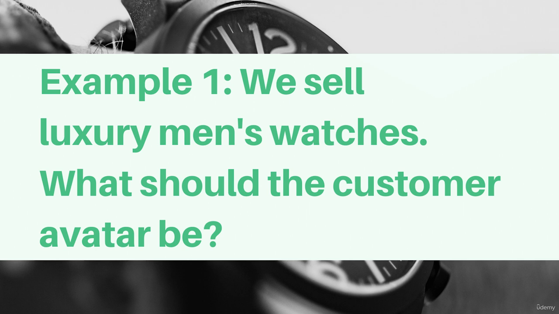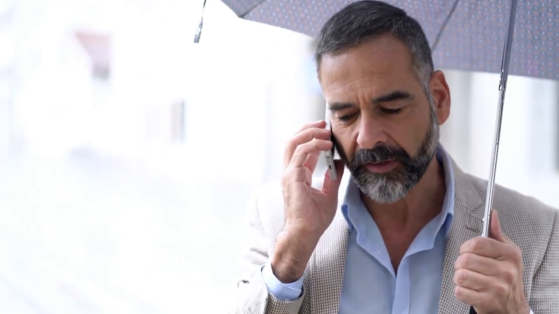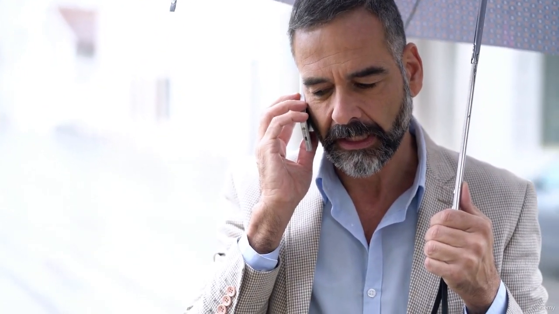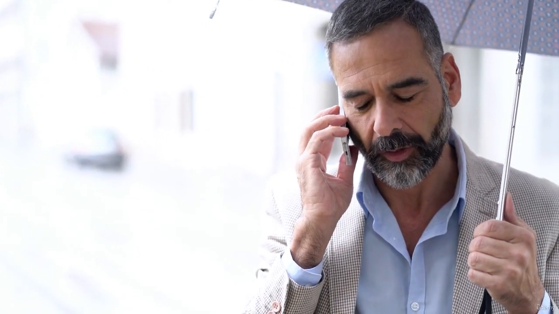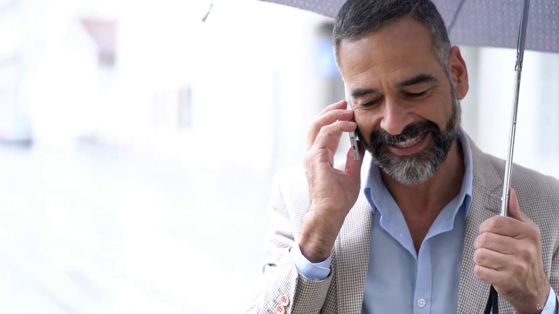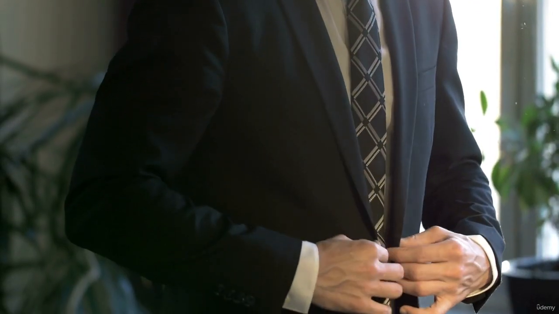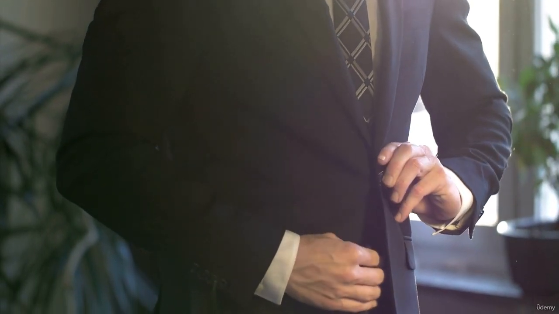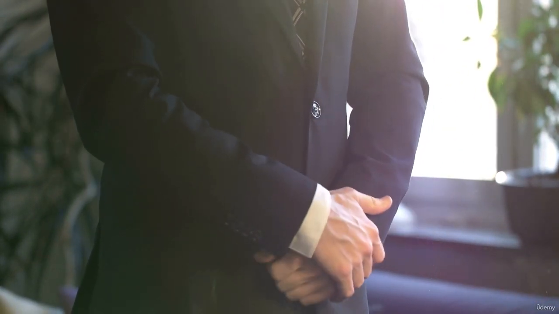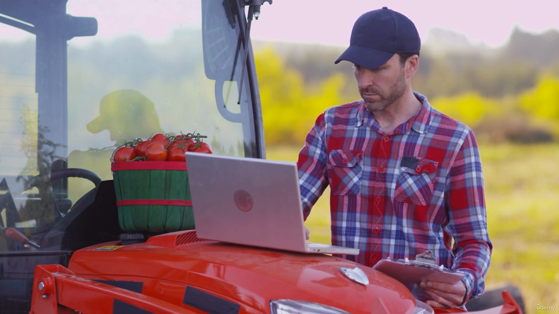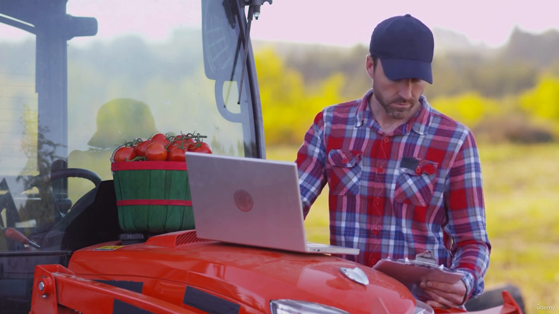Example: we sell luxury men's watches. What should the customer avatar be? John, age 55, married, lives in London. Income is above average. He often travels and will appreciate premium service as well as brand reputation. It is important for John to emphasize his status in order to make an impression on his environment and partners. This is an example of one of the portraits used for a watch client. Another audience for whom this portrait can be used is farmers, who also have money.